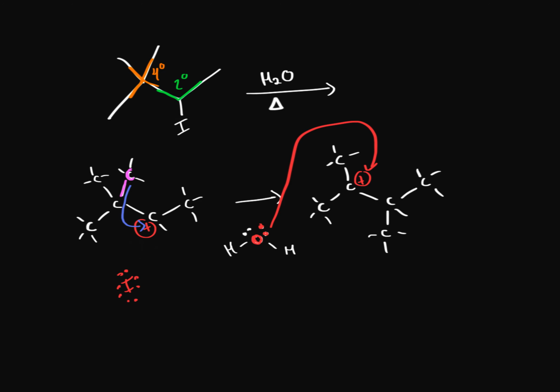And so we get this product, which is this right here, where we have a tertiary alcohol. Now notice I removed one of the hydrogens simply because when water attaches, it has 2 hydrogen bonds, and so it removes one of them because it's very acidic. And so this is our final product.